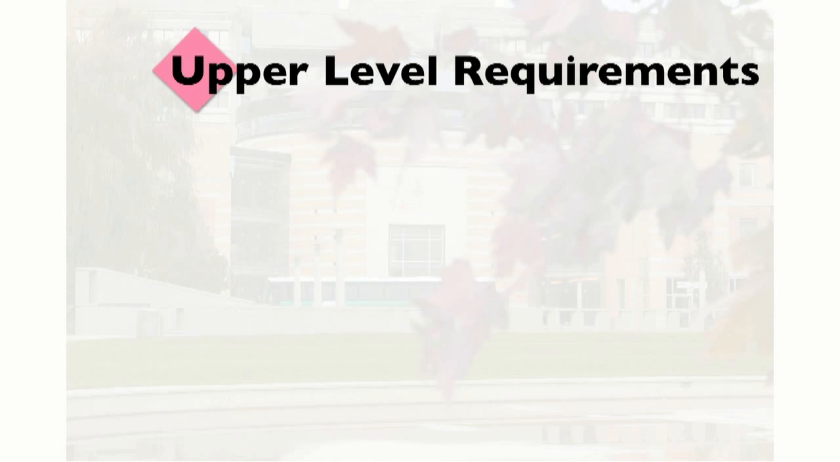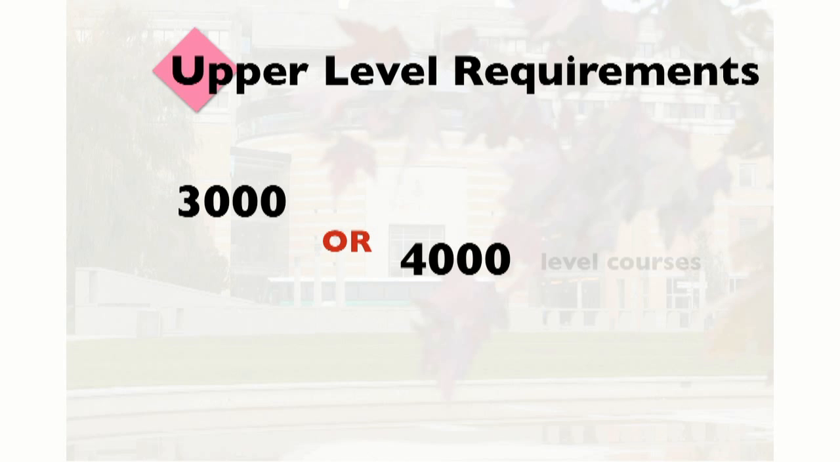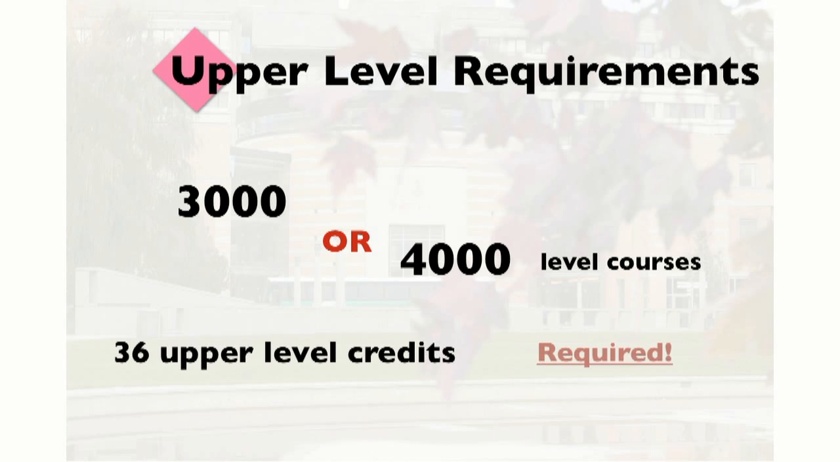As discussed in the previous presentation, upper-level credits are courses that undergraduate students generally take in their 3rd and 4th year of studies. As a Psych Honors BA student, you are required to take 36 upper-level credits, of which a minimum of 18 credits must be at the 4000 level.